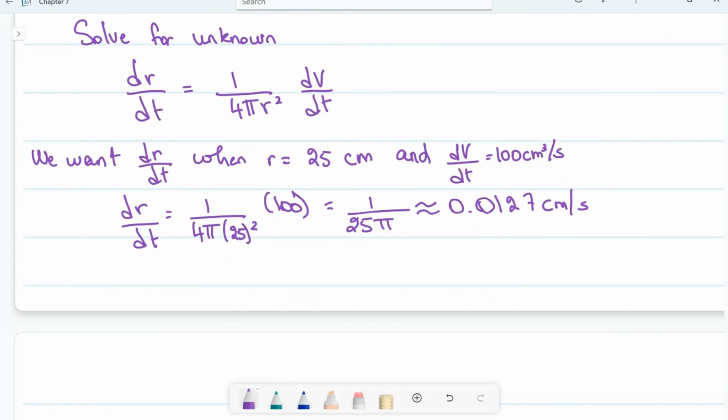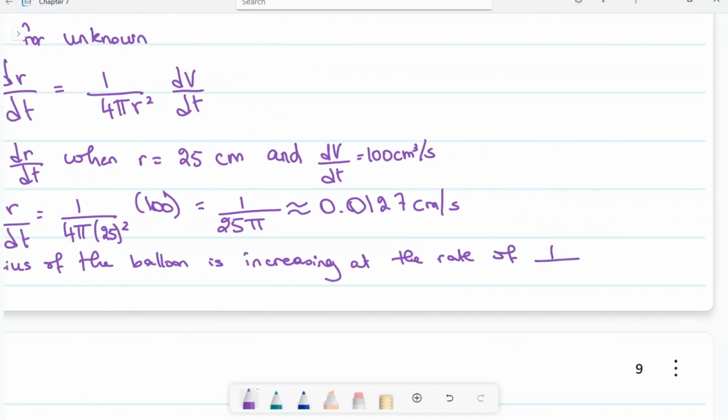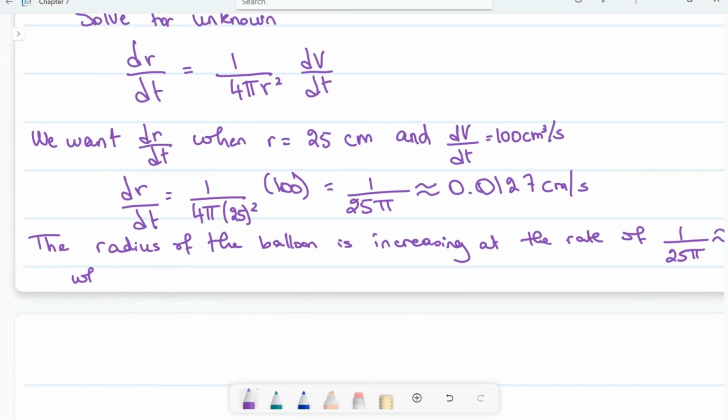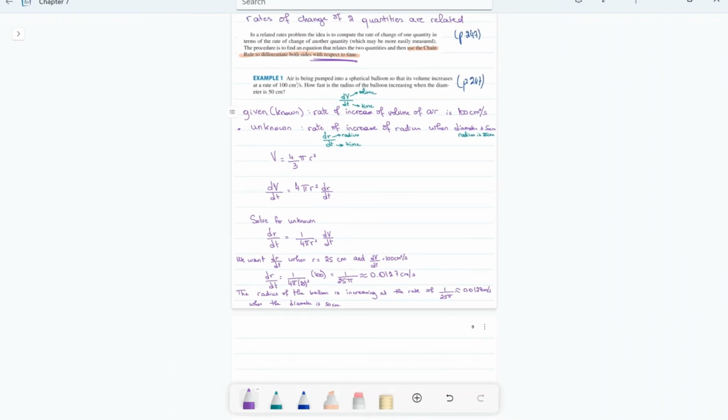So now it's important to write a concluding sentence. So the radius of the balloon is increasing at the rate of 1 over 25 pi, which is approximately equal to 0.0127 centimeters per second, when the diameter is 50 centimeters. And this is how we would have solved this problem.